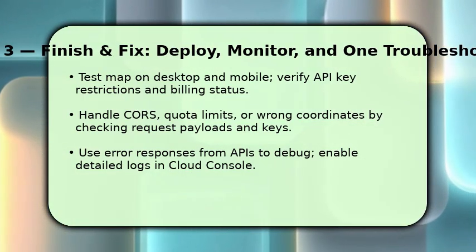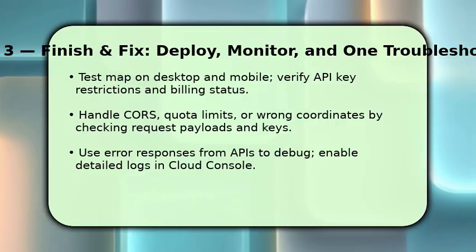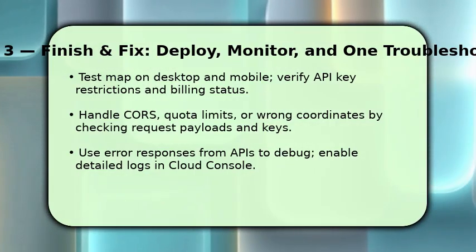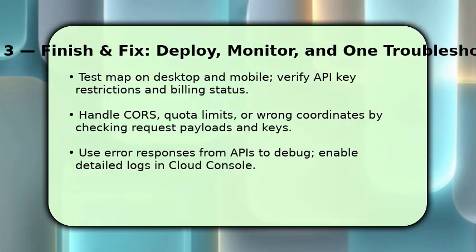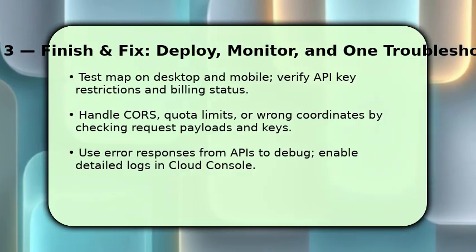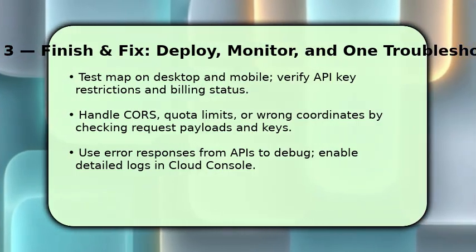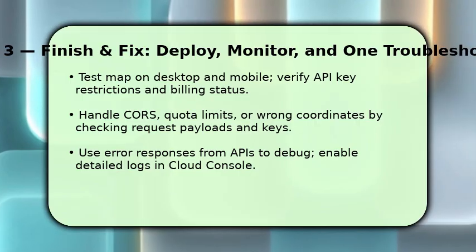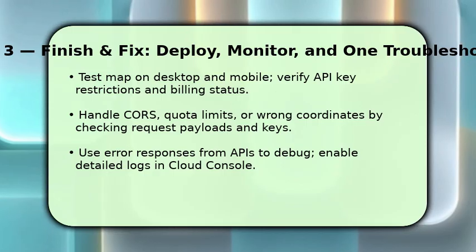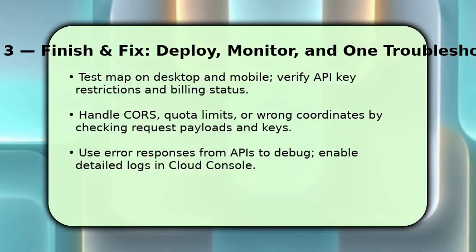Make sure billing is enabled on the cloud project and API key restrictions match your domain. Otherwise, requests will fail. If the map shows blank or a wrong location, check console errors for CORS or quota issues, verify you're sending lat, lng in the correct order, and review API error messages. If problems persist, regenerate the API key or adjust referrer restrictions.